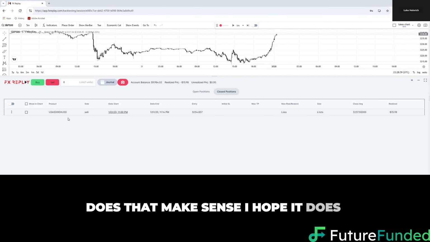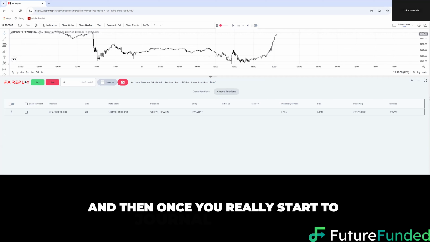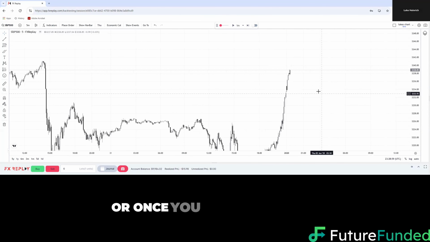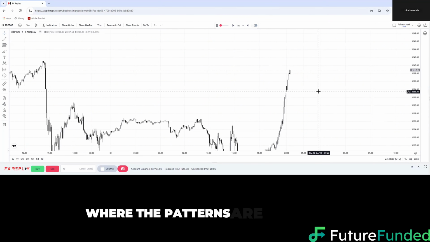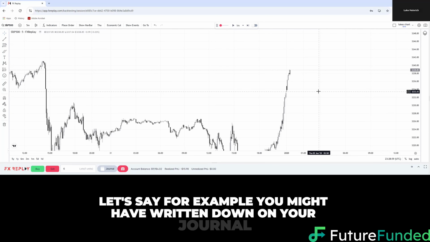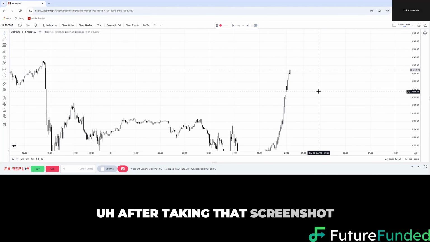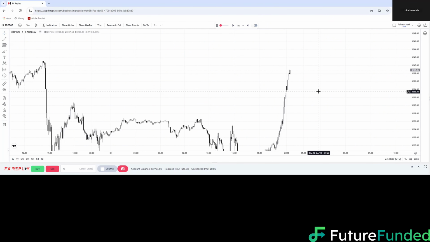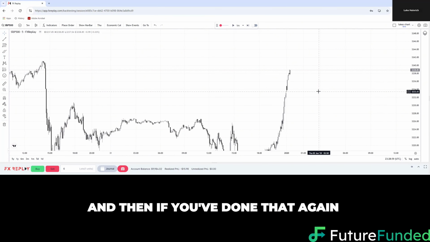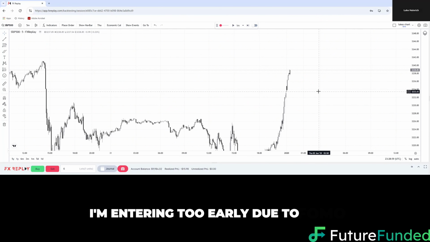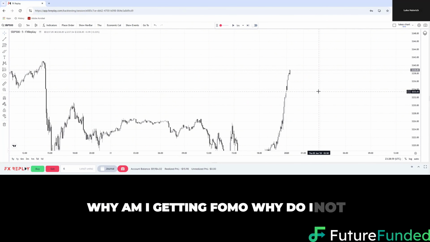I hope it does. And then once you really start to journal everything, once you really start to understand where the patterns are developing, let's say your negative patterns, for example, you might have written down in your journal after taking that screenshot: entered too early, hesitated, or had FOMO too quickly, entered too early due to FOMO. And then if you've done that again a week later, you can now see, right, I have a problem here. I'm entering too early due to FOMO. Okay, well, why am I getting FOMO? Right, do I not trust the strategy enough?